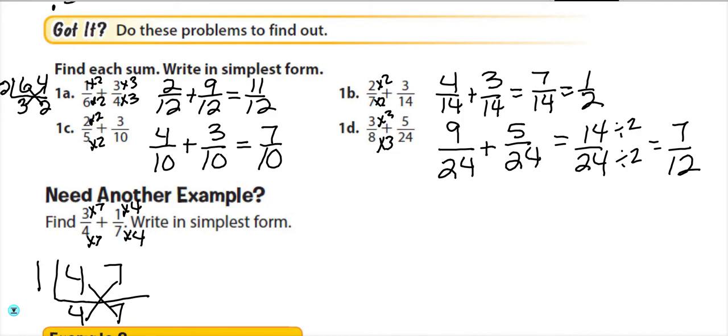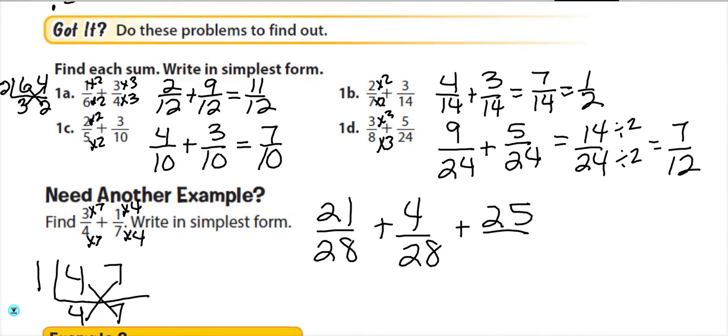Okay, so 3 times 7 is 21. 4 times 7 is 28. 4 times 1 is 4. 7 times 4 is 28. Again, make sure those denominators match. Make sure the bottom ones match. So 21 plus 4 gives us 25 over, oops, not plus, sorry about that, my bad. Equals, and then 28. And that does not reduce, believe it or not. All right, let's keep going.